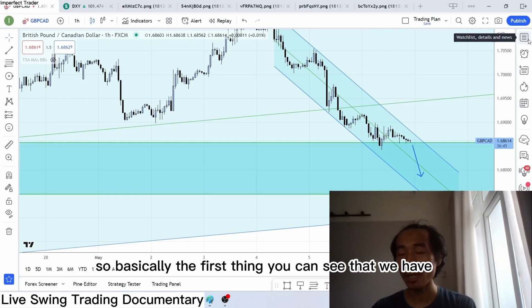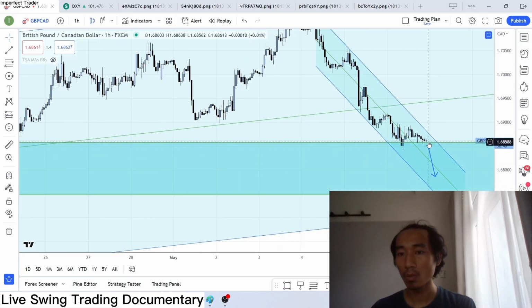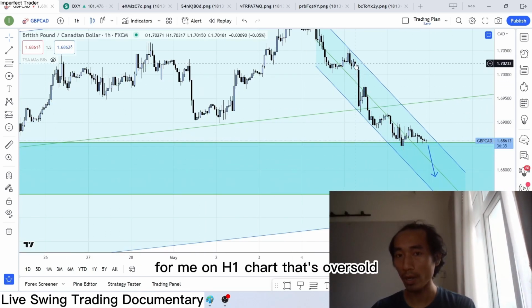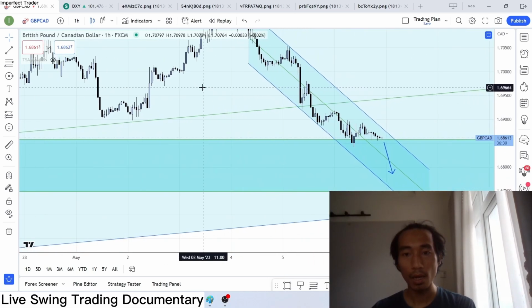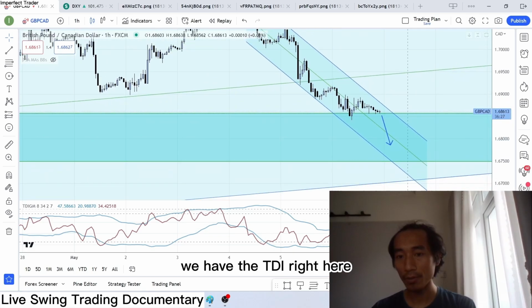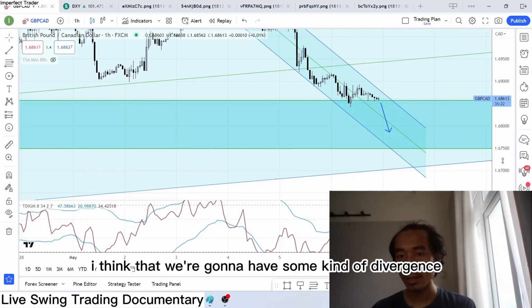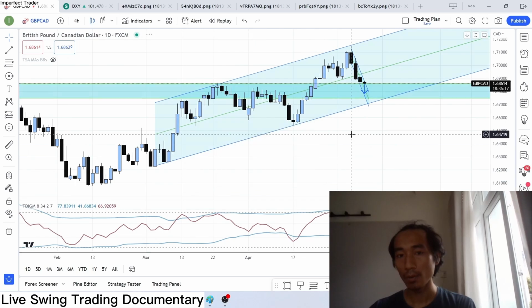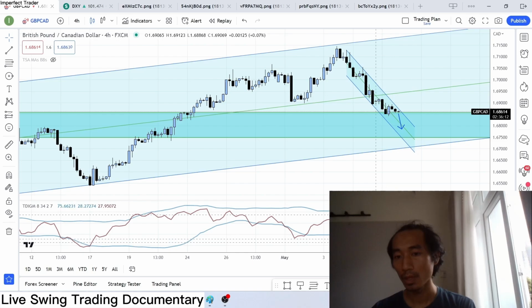Basically, the first thing you can see is that if price trades down into this region on a 1 hour chart, that is oversold. We have the TDI right here. That means when price trades there, I think we're going to have some kind of divergence. Let's see on the 4 hour chart, we already have some kind of divergence.